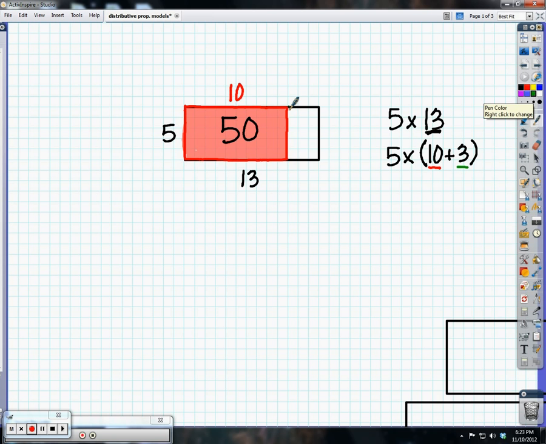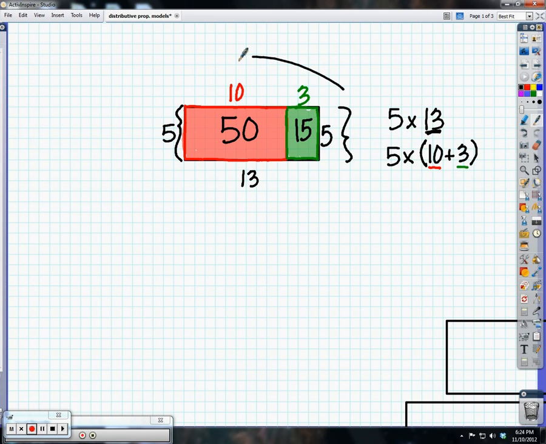Now the smaller rectangle has a length of 3. 1, 2, 3. So there is our smaller rectangle, and we're going to fill in its area. So we have the 3 here. If this side over here is 5 units, then this side would also be 5 units. So we can see it a little bit better right here. So 5 times 3 would be 15. So this smaller rectangle has an area of 15 square units.